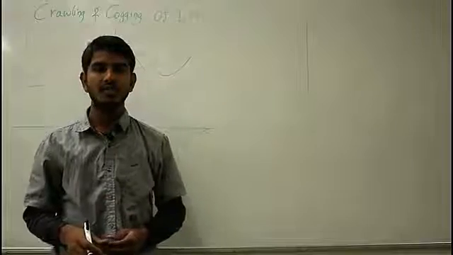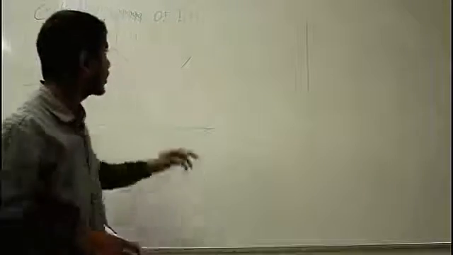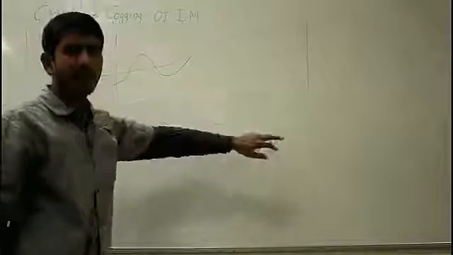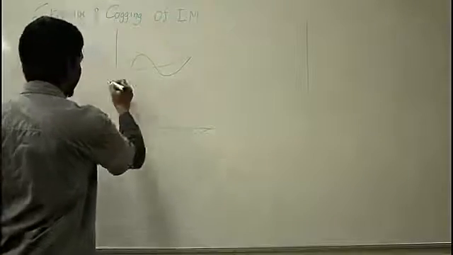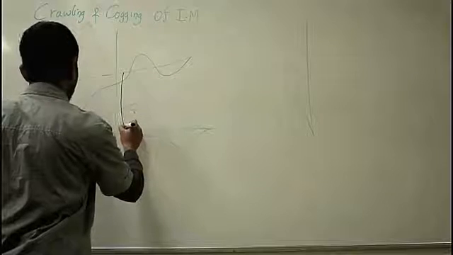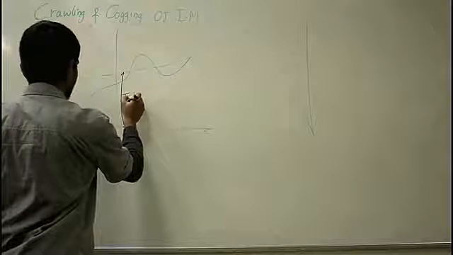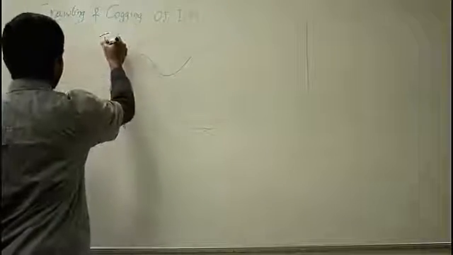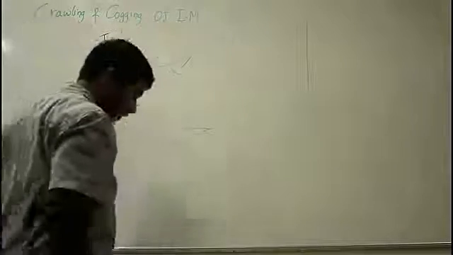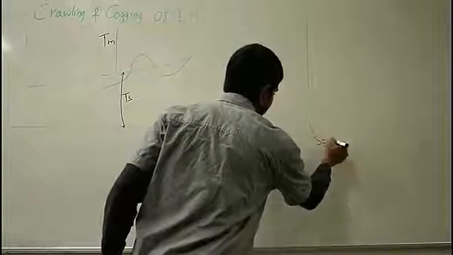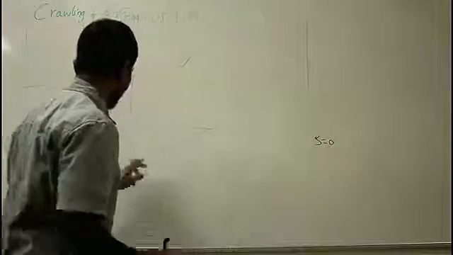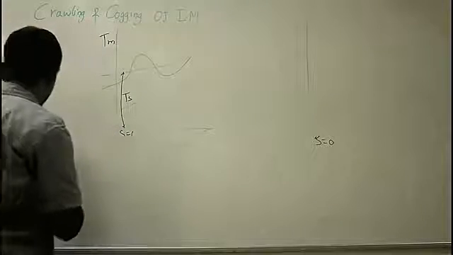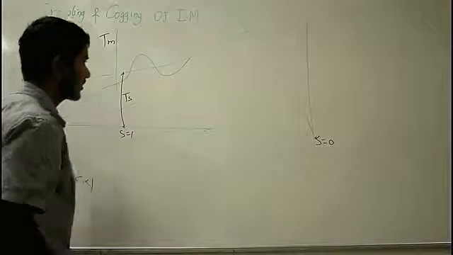Hello friends, in this video let us learn about crawling and cogging of induction motor. So if you look at the torque slip characteristics for your induction motor, here this is your starting torque, this is Ts. Starting torque is the torque required when the motor is starting, and this axis represents the torque developed by the motor, and here you have slip S equal to 0, and here slip S is equal to 1.